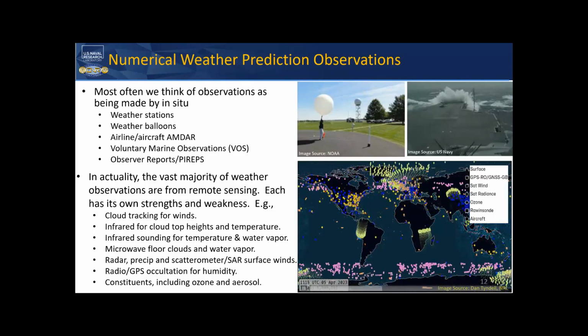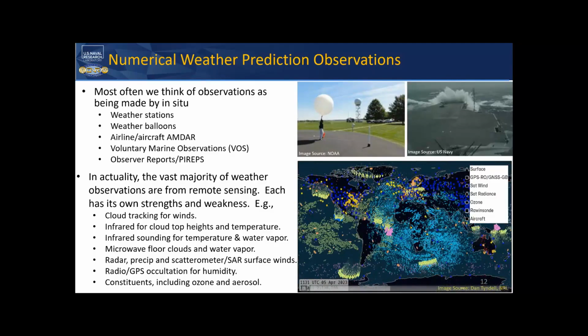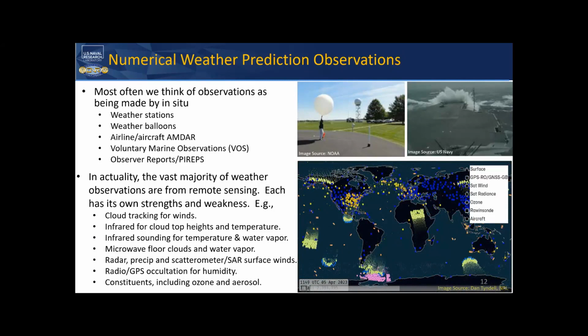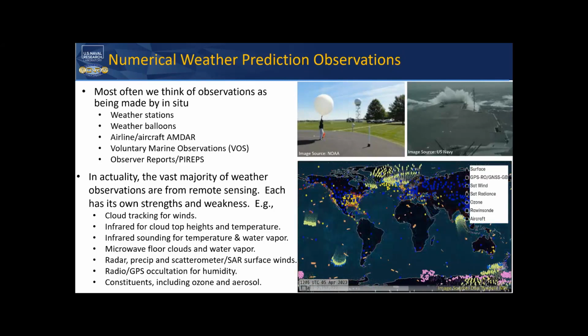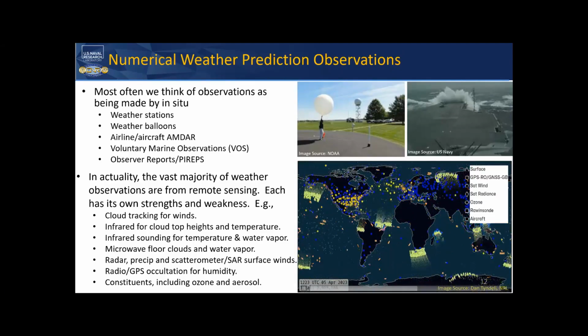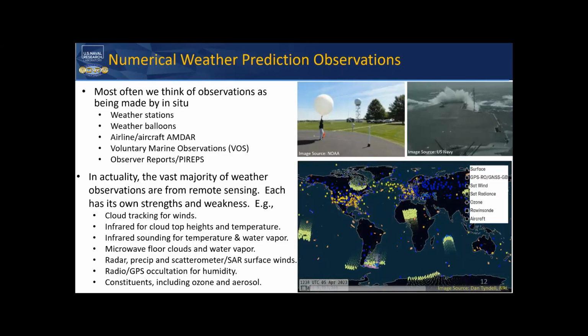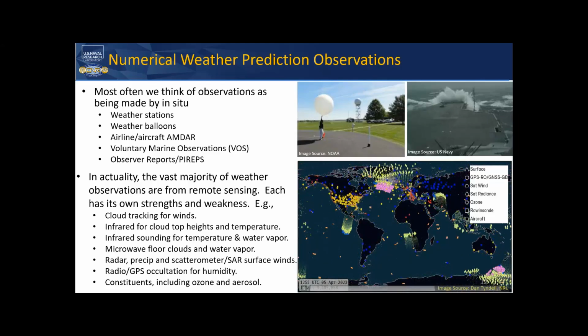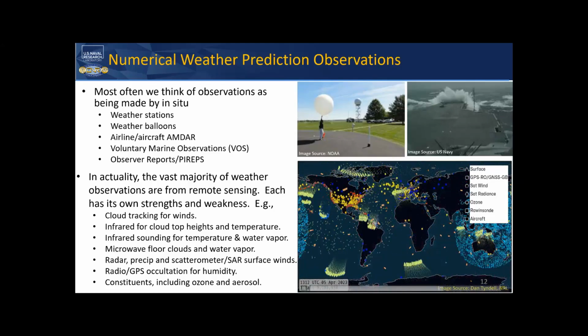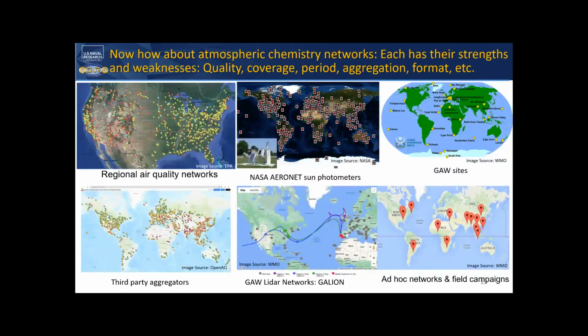And we do things like use feature-tracked winds of clouds from geostationary satellites to get the winds, infrared for cloud top heights and temperature, and sounding for temperature and water vapor profiles, radar, occultation from GPS, and lots of constituents, anything from ozone to aerosol, NO2, things of that nature. So from an observational point of view, specifically for aerosol particles, there are lots of networks out there. If you go to the EPA website, here in the upper left, those are all the sites that are either doing filters or running near real-time measurements, and all that is made available in near real time.